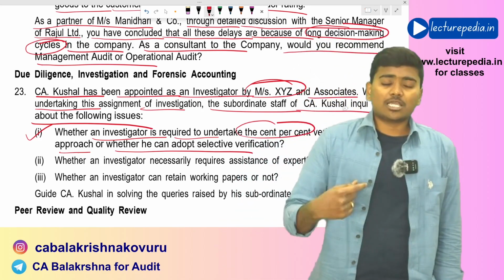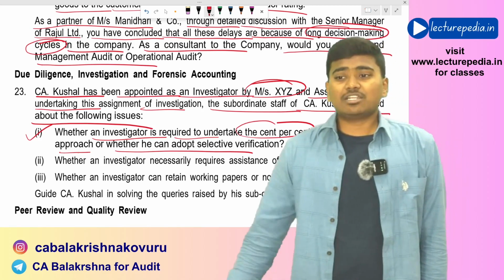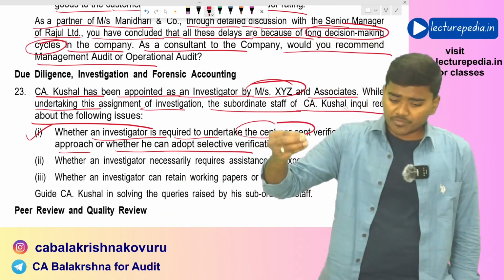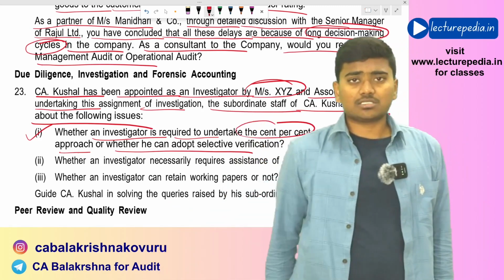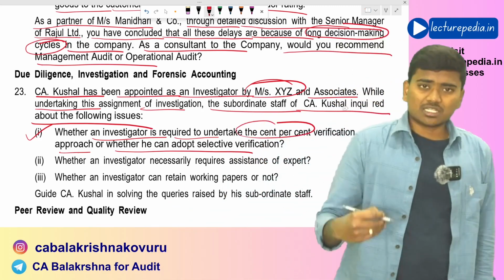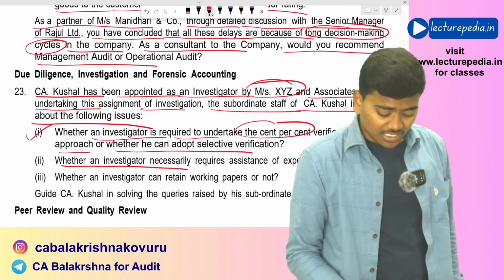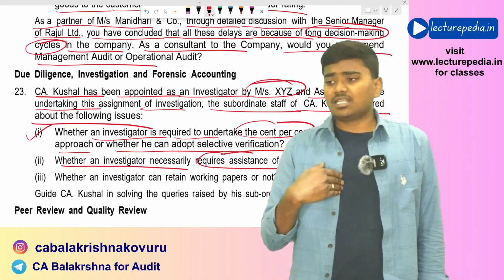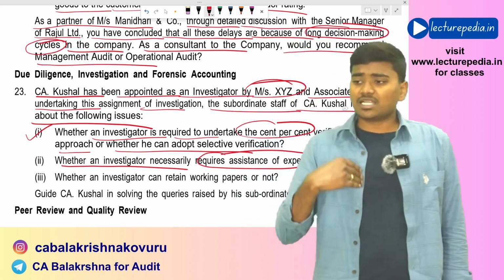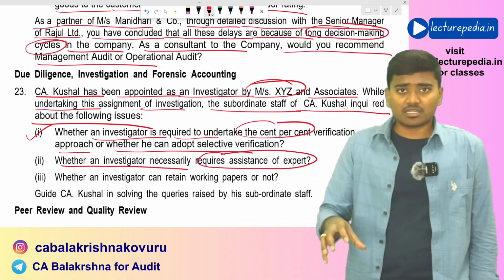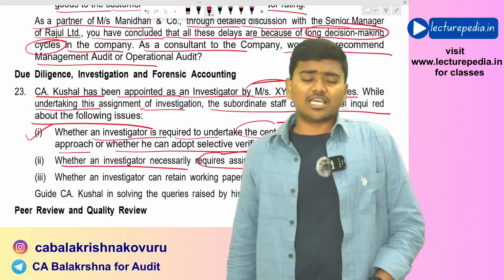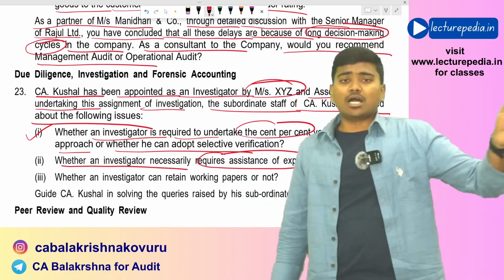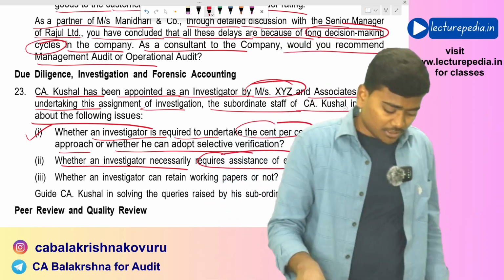Based on the type of investigation, the investigator will decide whether to perform cent percent investigation, or on a test basis or on a selective basis. That depends on the type of investigation. Next, whether an investigator necessarily requires assistance of an expert. Yes, if the investigator needs any assistance of an expert, he can take the assistance of the expert for that particular area. But before taking the expert's assistance, the investigator has to first of all take consent from the appointing authority. That is a requirement.